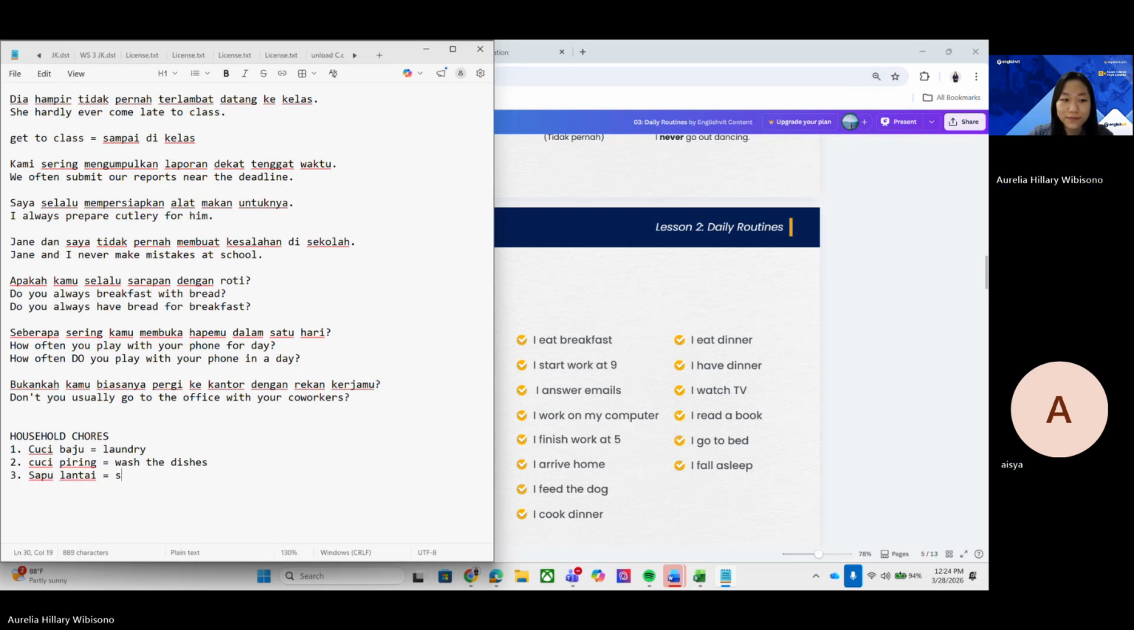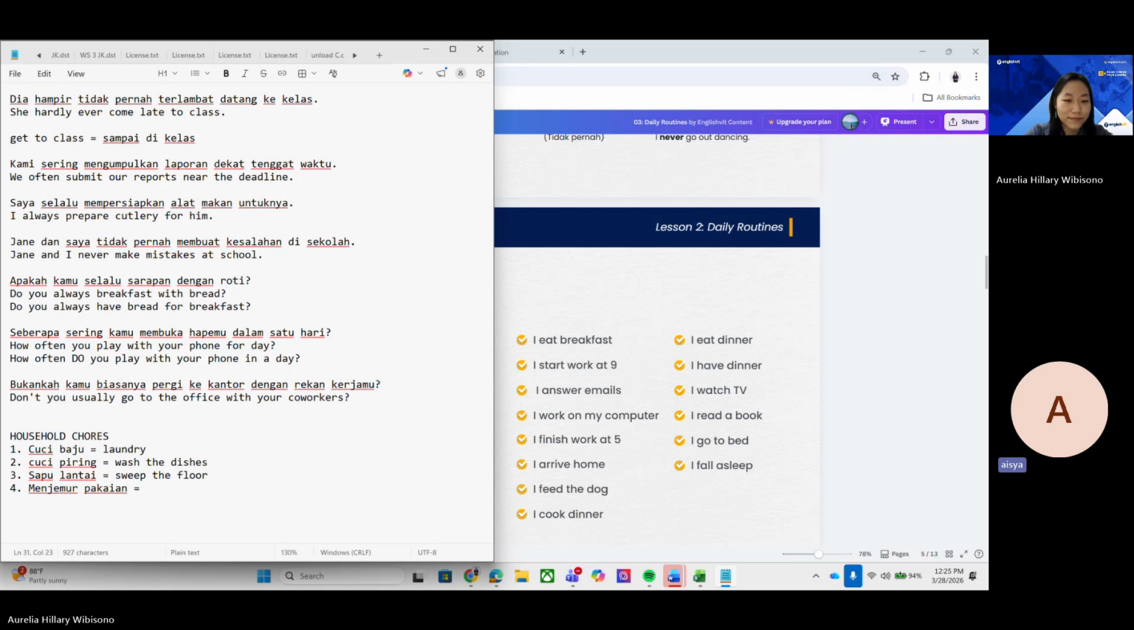Sweep the floor. That's correct. Sweep is verb one, and if you want to say swept, that's verb two, the past verb. So all three forms are sweep, swept, swept. That's correct. Verb two is also swept, not sweeping. Sweep, swept, like that. Okay, and then menjemur pakaian.